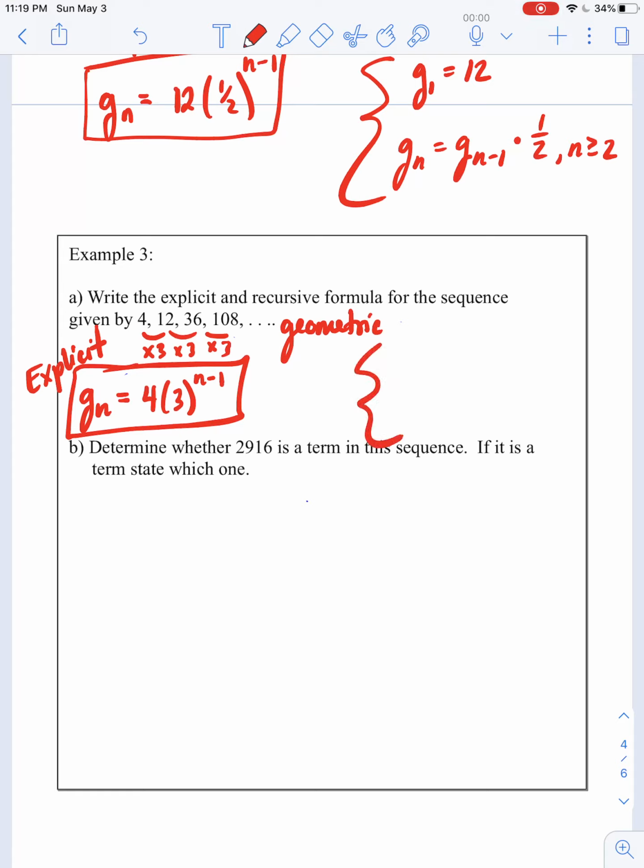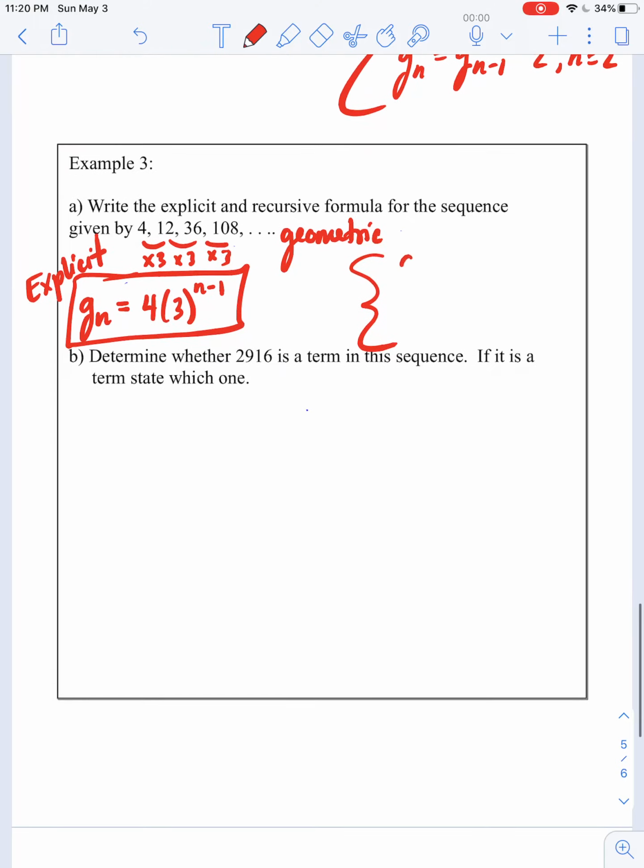And then to get the recursive, well, that's not my best bracket. There we go. So our first term, g1, would equal 4. And our nth term is the term before it times 3. And again, n is greater than or equal to 2. And again, you would not multiply over here the 4 times the 3 and make that a 12. Order of operations says that the exponent is happening first.